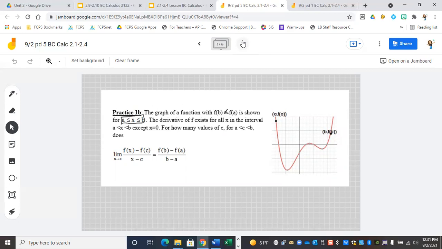For how many values of c does that limit as x approaches c, remind me again, what does this represent? That represents your what? Derivative. So we know that's the derivative, which I know is the slope of the tangent line. Again, remind me, what does that represent? Slope of the secant line. I know that's my average rate of change, just abbreviating rate of change there, which is again the slope of the secant line.